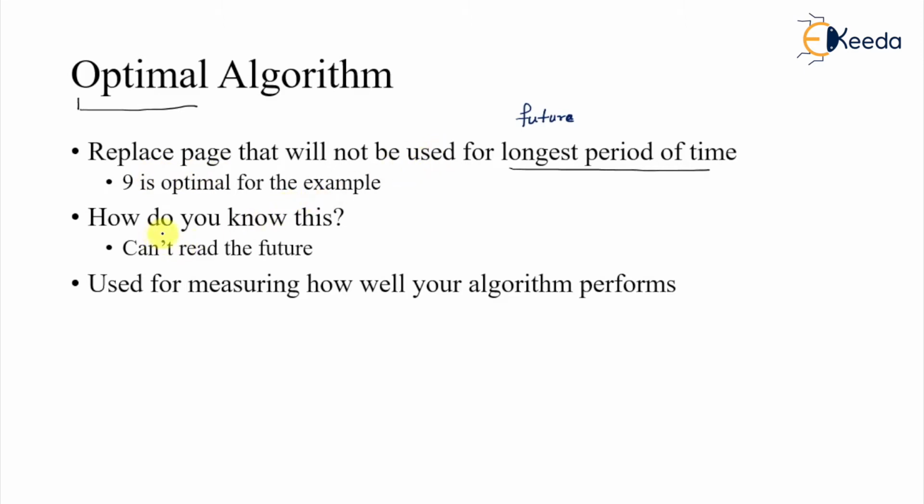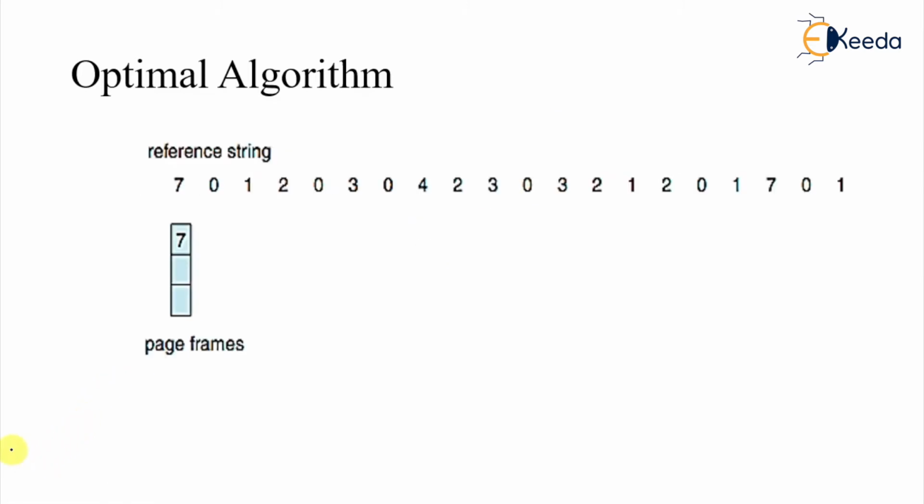Okay, so how do you know this? We cannot read the future. This is used for measuring how well an algorithm performs. So we cannot look into the future, and we can set this algorithm as our benchmark algorithm. When any algorithm comes, we will see how it performs compared to the optimal algorithm.